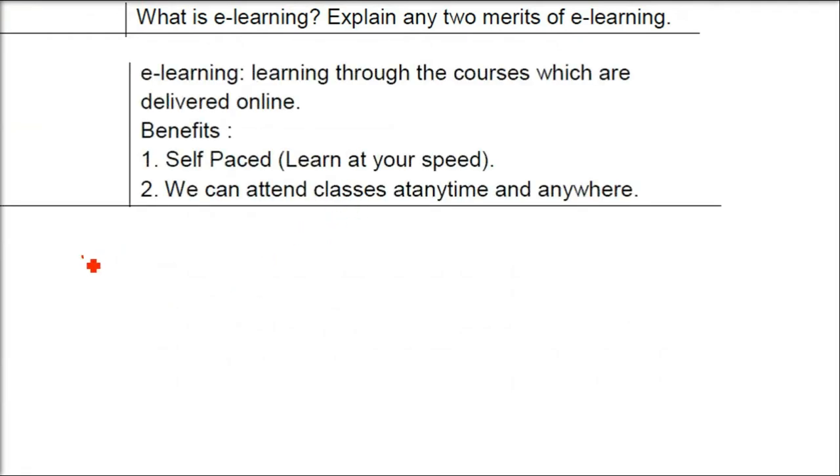What is e-learning? Explain any two merits of e-learning. So e-learning, that is electronic learning, is learning via digital means. Learning through the internet, learning through digital media.